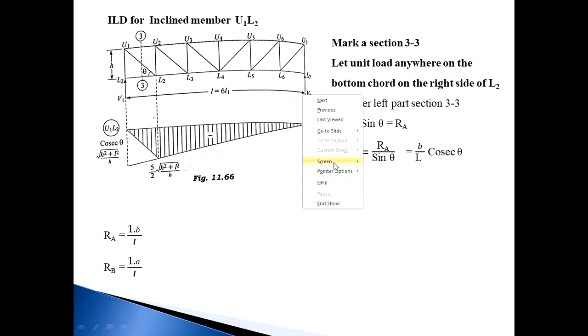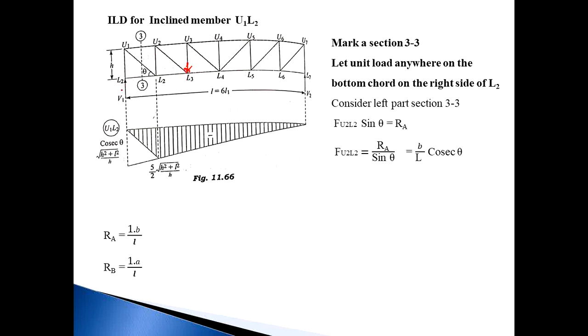Then next, ILD for inclined member U1 L2. So mark section 3-3. Let the unit load be anywhere on the bottom chord, meaning the load lies on the bottom chord on the right side of L2. On the right side of L2 means the load lies between L2 or on the right of L2. Suppose I mark it here. So consider the left part of section 3-3.